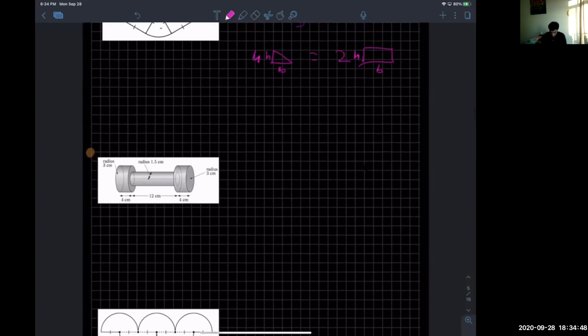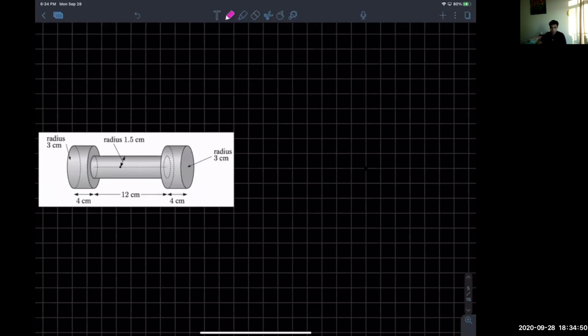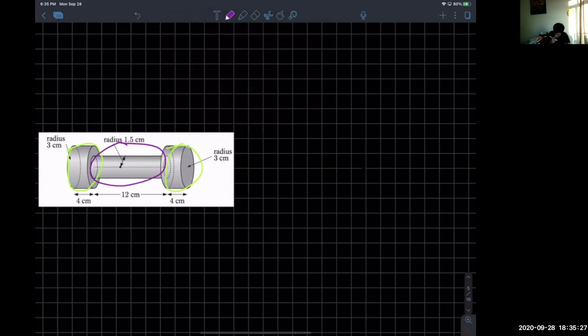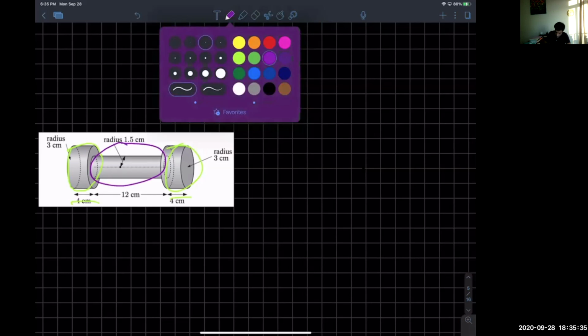Let's do this one. We're going to get a little bit more complex now. I'll give you guys 30 seconds to do this. Okay, this one should be pretty straightforward. Oh my gosh, I can't even draw this. Well, it's two of these things plus one of these things, right? It's basically two of these cylinders, different color, plus one of the center cylinder, right?